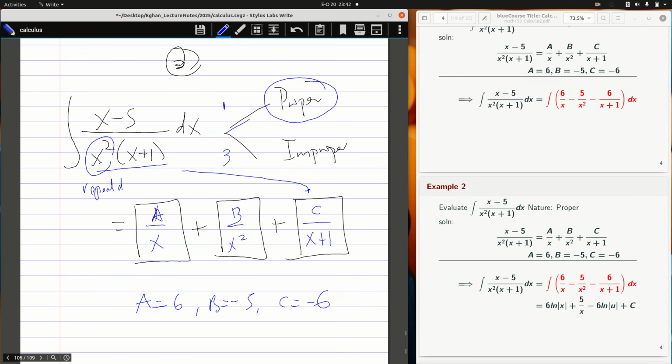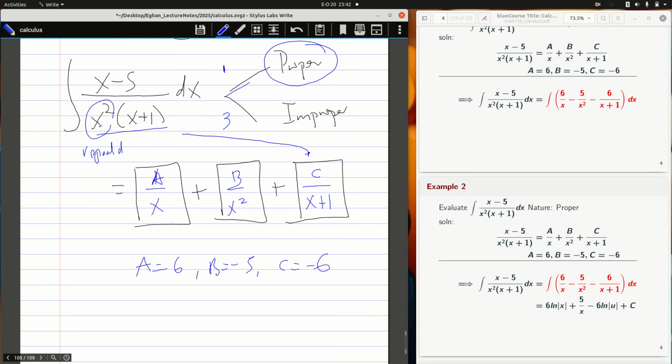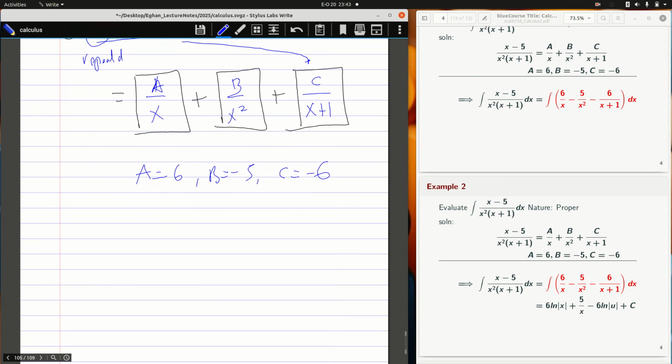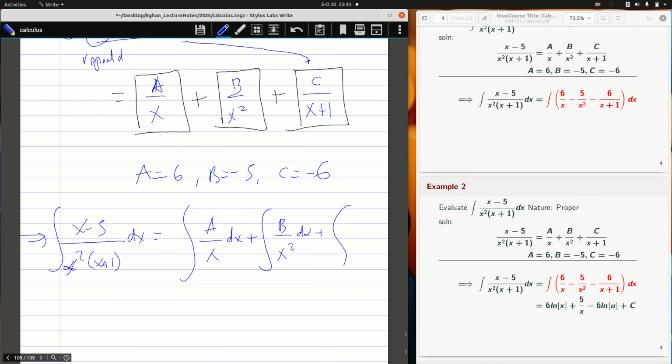I have the lecture videos in the algebra playlist, so kindly take a look at it. This means that our initial integral of x minus 5 over here, which seemed complex, is now very simple to do. It's now the integral of A over x dx plus the integral of B over x squared dx plus the integral of C over x plus 1 dx. It looks quite simple here due to the power of partial fractions.